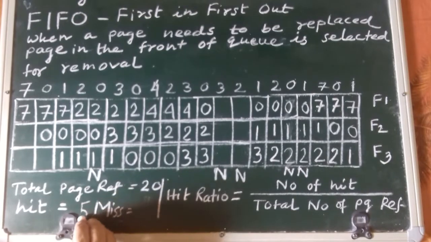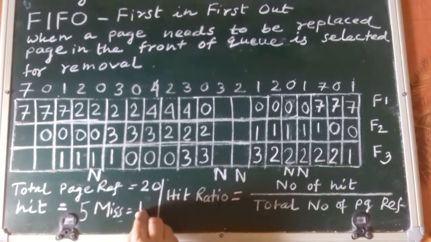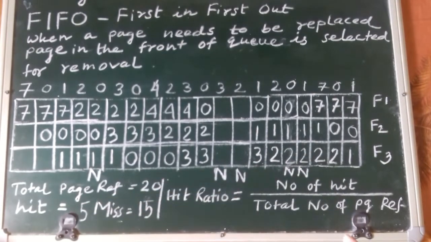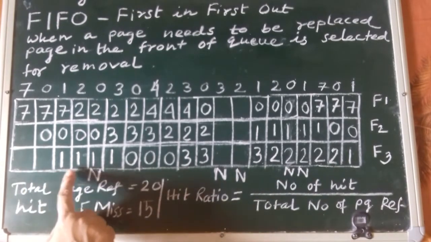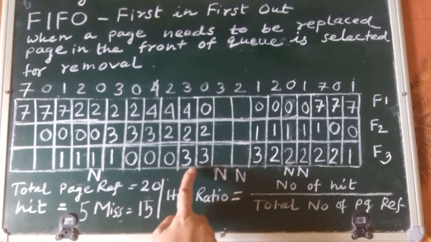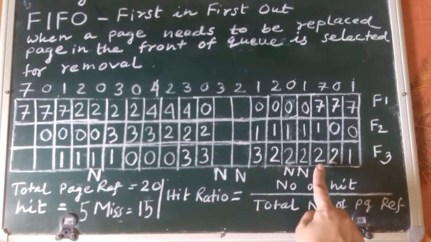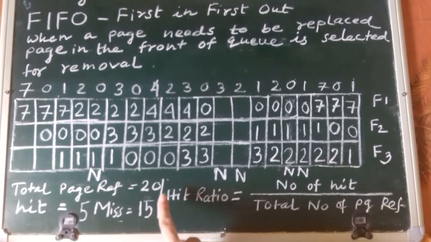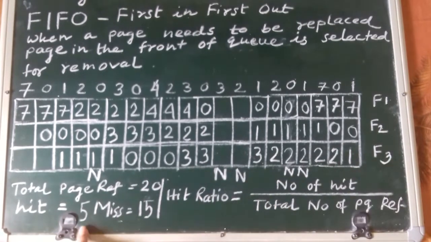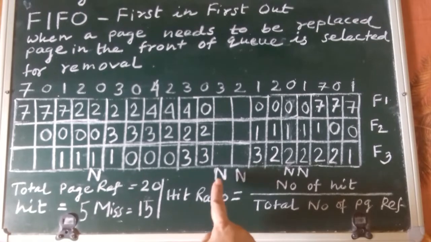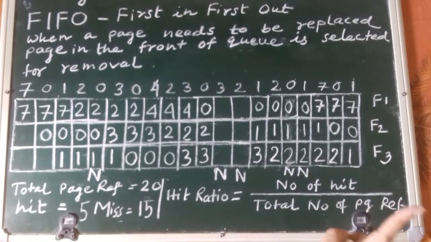5 hits we got. So obviously 20 minus 5, so 15 misses we got. Miss is nothing but page fault. If we count 1, 2, 3, 4, 5, 6, 7, 8, 9, 10, 11, 12, 13, 14, 15 times it was a miss. Hit is nothing but the time when page fault has not happened.